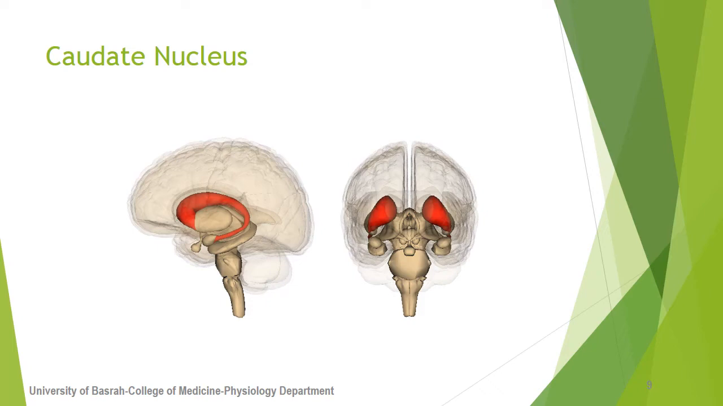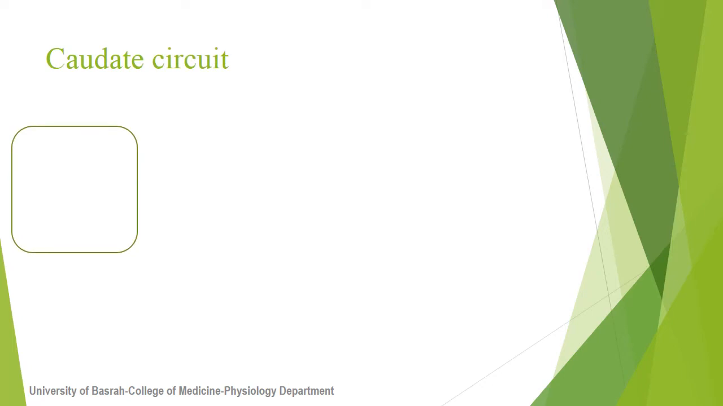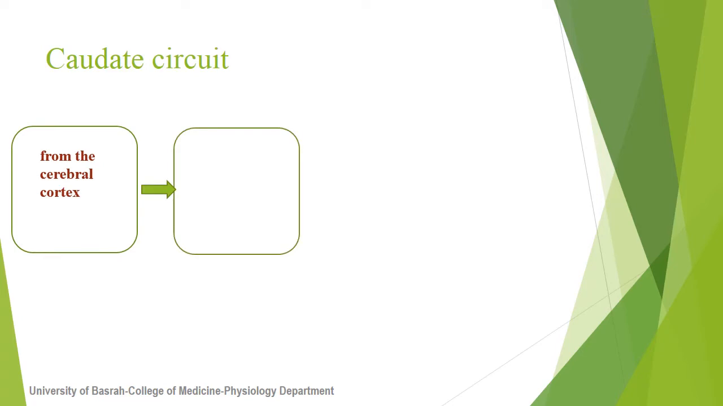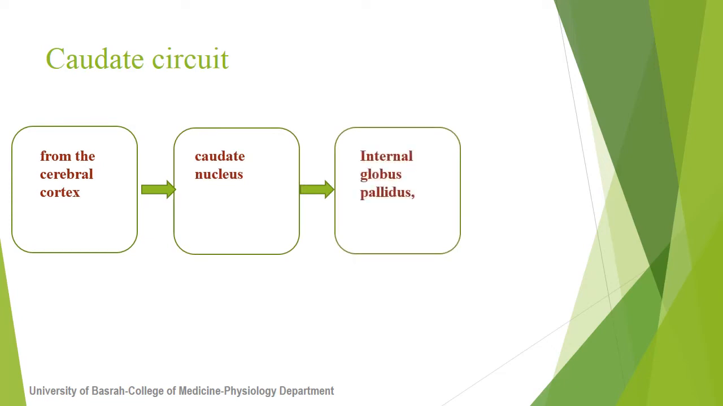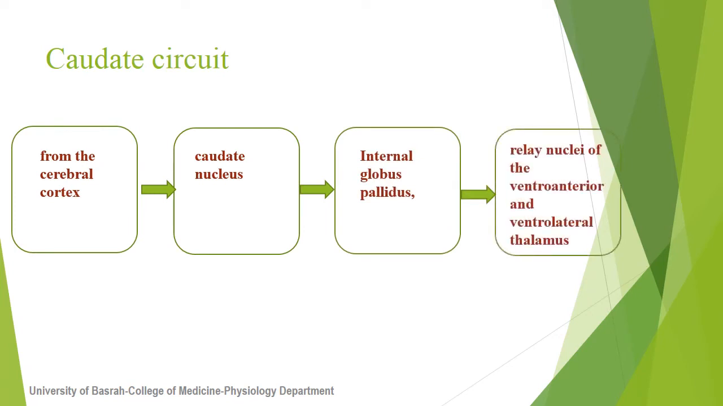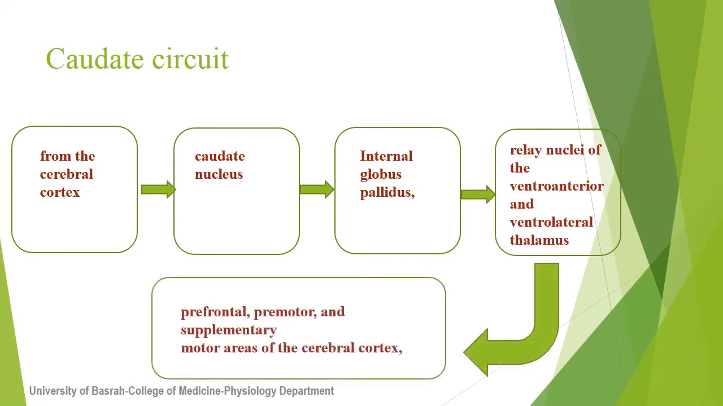This is the difference between the caudate and putamen nucleus and circuits. So it will start from the cerebral cortex. We will not specify the site because it will take projection from most of the cortex, because of its extending shape. Then it passes to the caudate nucleus, so it's called the caudate circuit. And then it will pass again to the internal portion of the globus pallidus. This is the same as in the putamen. And also from there, it will pass to the relay nuclei in the ventroanterior and ventrolateral part of the thalamus to pass again to the cerebral cortex.